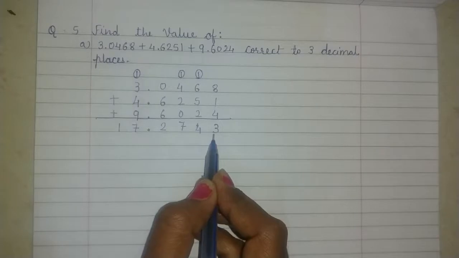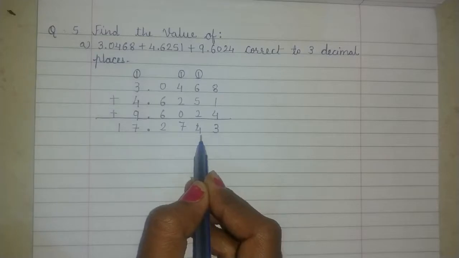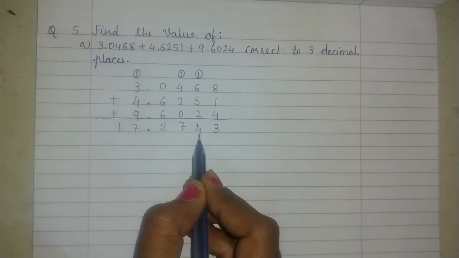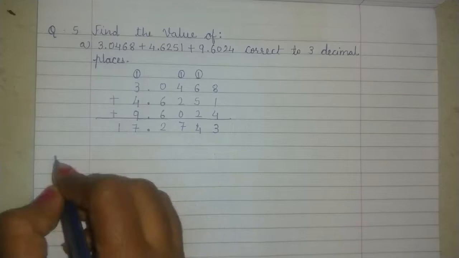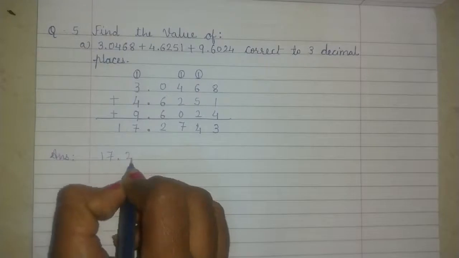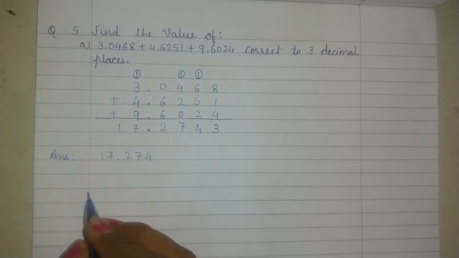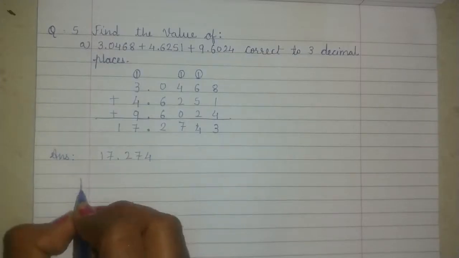Okay. So let's compare this number with 5. So here what is there? 3. So is 3 greater than 5 or less than 5? Yes, 3 is less than 5. So what will we do? Will we add 1 over here? No, we will not add. Okay. So what will we write here? Same only, 4. So what will be our answer? So our answer will be 17.274.